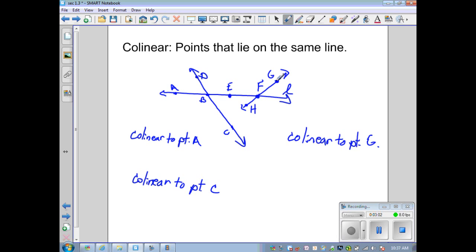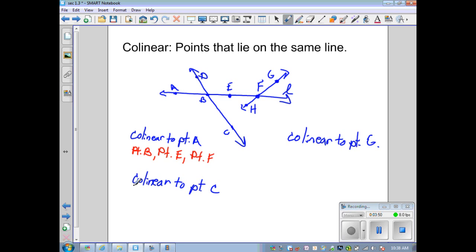Now, what we want to do is identify and answer some questions based on the diagram. The first question is to find all points collinear to A. So all points that are collinear to point A are point B, point E, point F, and L is the name of the line. Therefore, that is not a point.